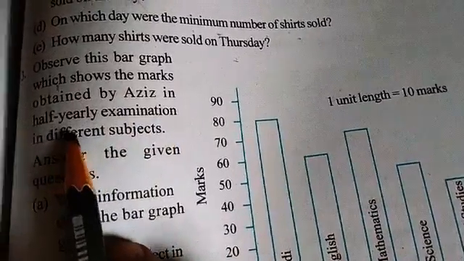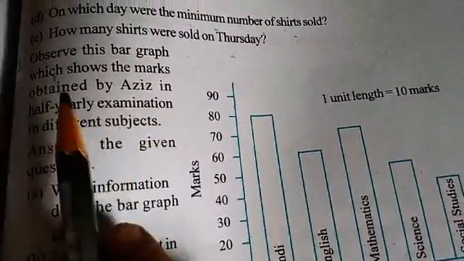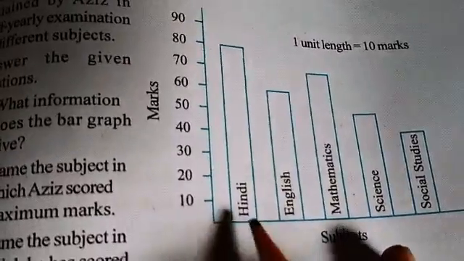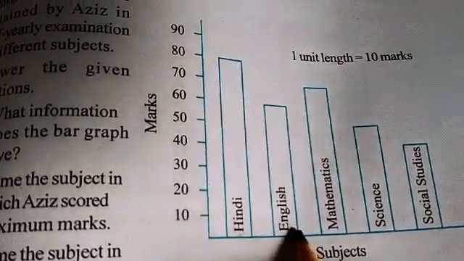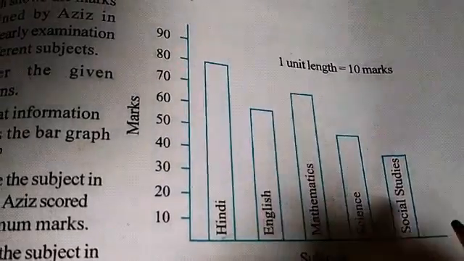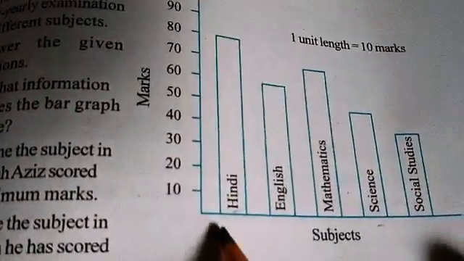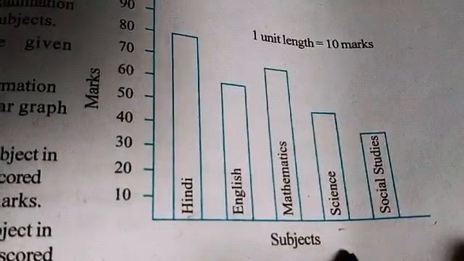Now we go for the question number 3. It's very easy. Observe the bar graph which shows the marks obtained by Aziz in half yearly exam in different subjects. तो ये एक बार ग्राफ है, एक लड़का है अजीज, उसकी हाफ ईयर एग्जाम है, उसके अलग अलग मार्क्स दिए गए हैं, हिंदी के, इंग्लिश के, मैथ्स के, साइंस के और सोशल स्टडी के. ठीक है. सो यहाँ एक्स एक्सिस पे यू गॉट सब्जेक्ट, ऑन योर वाई एक्सिस देयर इज मार्क्स. सो 1 यूनिट लेंथ इज इक्वल्स टू 10 मार्क. मतलब कि ये एक जो बॉक्स है वो कितने का है? 10 मार्क्स. सो 10, 20, 30, 40, 50 till 90.